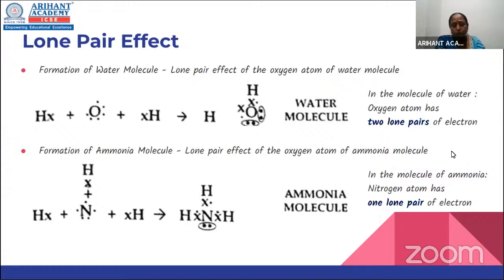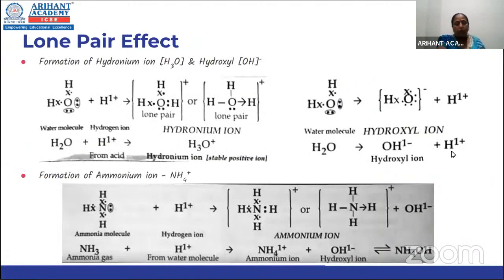And how is this lone pair going to affect us? The lone pair effect. Kids, when we talk about lone pair effect, all your reactions of dilute acids in the chapter, HCl, H2SO4, HNO3, all the dilute acid reactions are due to the formation of something which is known as hydronium, which is H3O+.